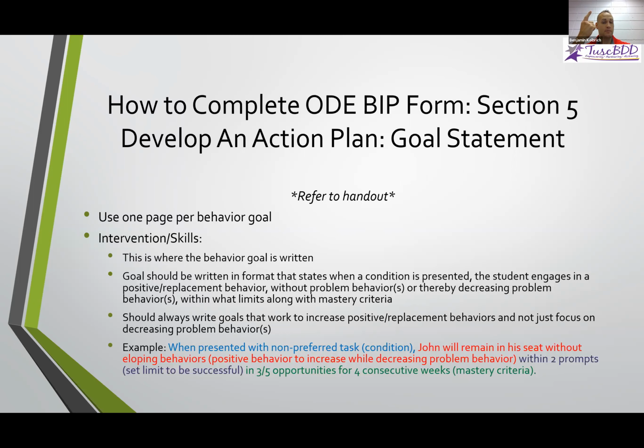Okay, there's the positive behavior, and complete the task without hitting. There's my positive behavior while decreasing the problem behavior. Within 2 prompts, there's my limit. And let's just say, again, 3 out of 5 opportunities for 4 consecutive weeks. And there's my mastery criteria for him to be successful and reach that goal.